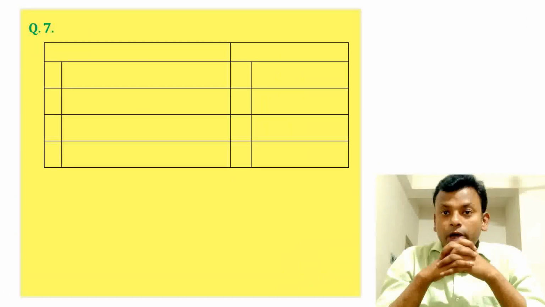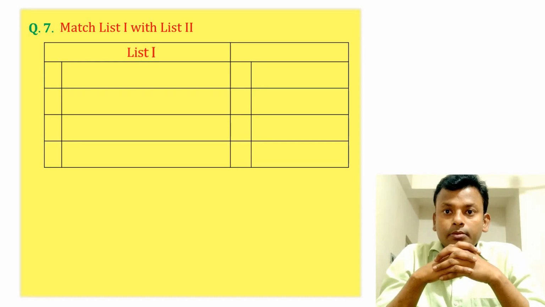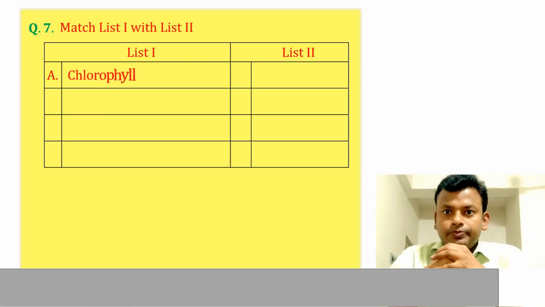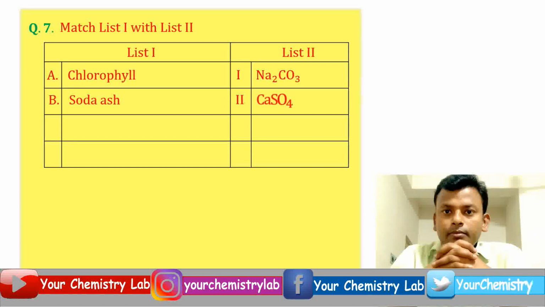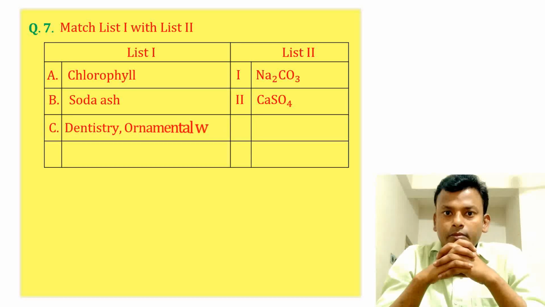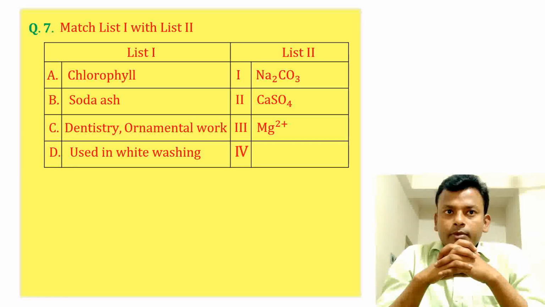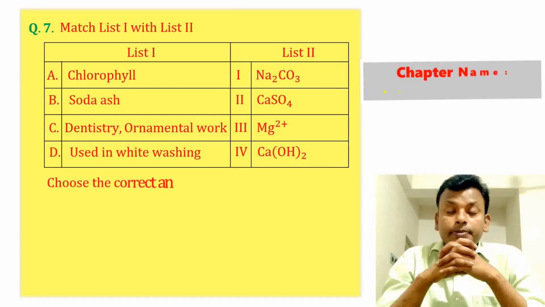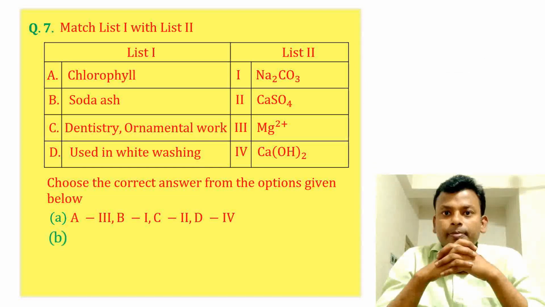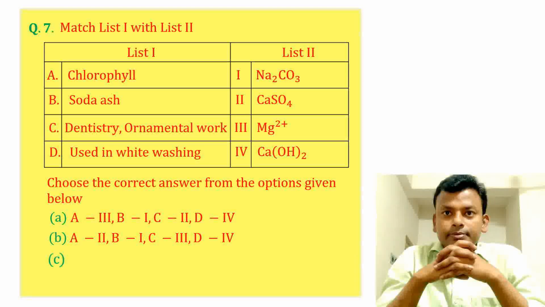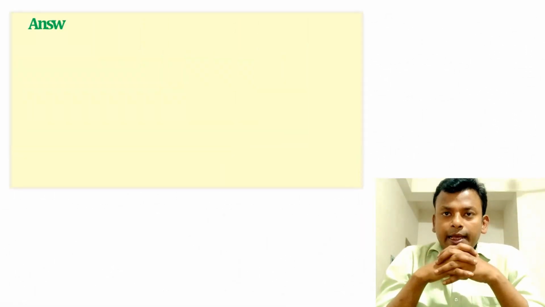Question 7. Match list 1 with list 2. Choose the correct answer from the options given below. Option A, option B, option C, option D. Answer: option A is the correct answer.